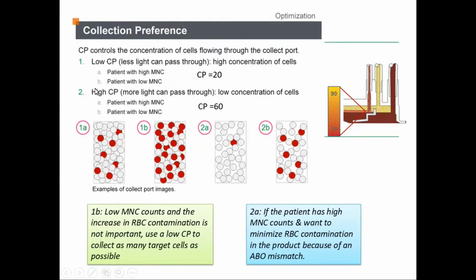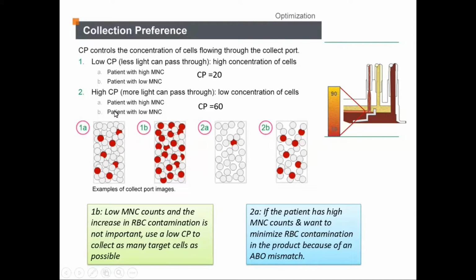We use high collection preference, which means we are taking from the supernatant, if a patient has a high MNC count. In a donor setting, allogeneic donors generally have a high MNC count. So in an ABO incompatible transplant, we want RBC contamination to be minimal. In that setting we always prefer a high CP because the donor already has a high MNC count. We don't want the RBCs to come in. So this is how a high MNC count in a high CP setting will be used.